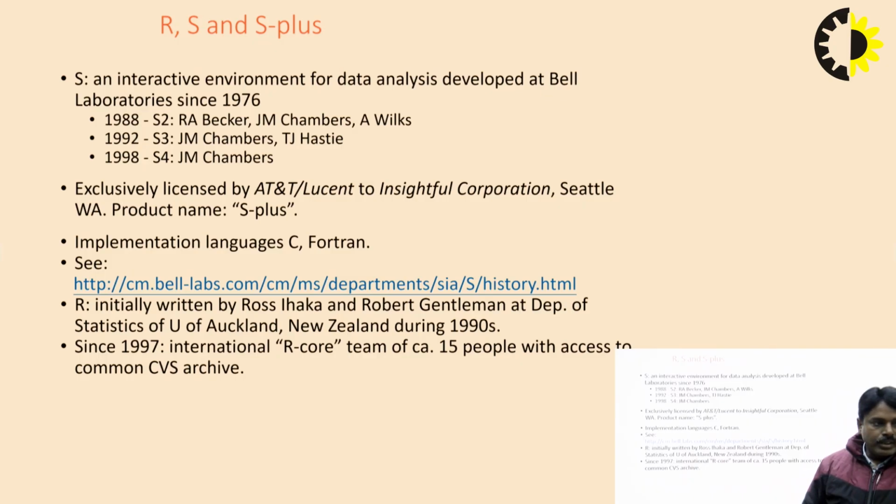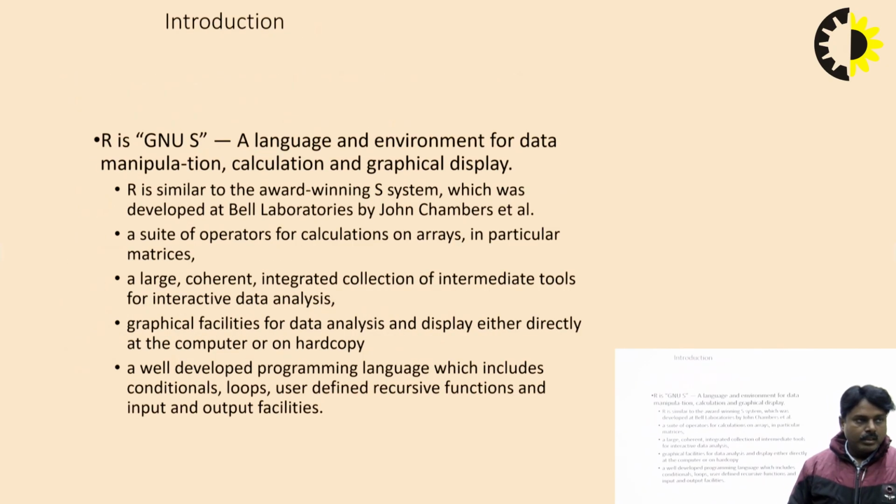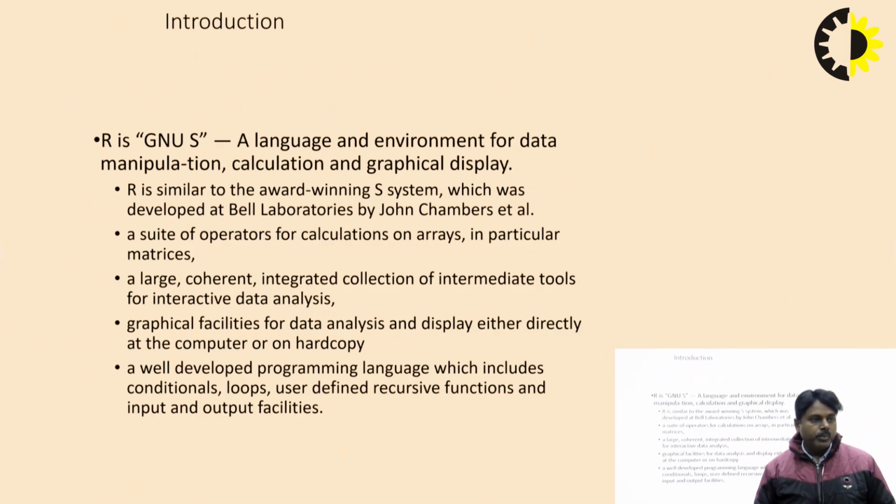Now, R was initially written by Ross Ihaka and Robert Gentleman at the Department of Statistics of the University of Auckland, New Zealand, during the 1990s. This R is a GNU S, meaning it is similar to S programming, a language and environment for data manipulation, calculation and graphical displays.